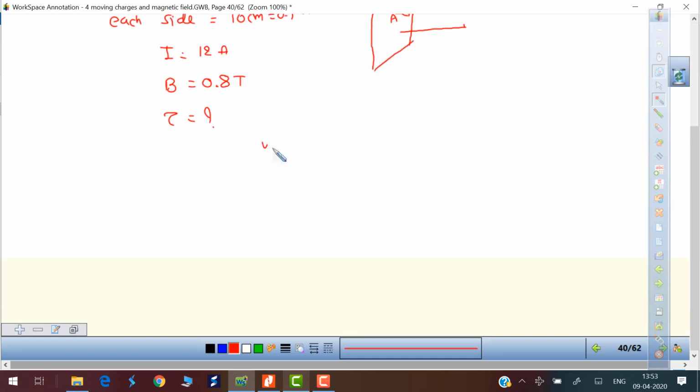So we have the formula for the torque, which is equal to B I N A sin theta.